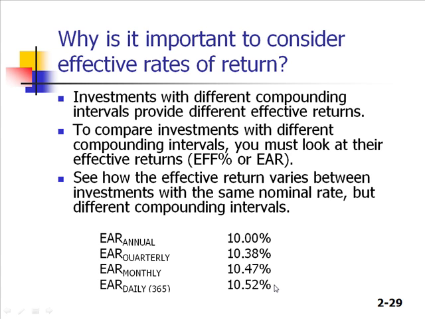Here it doesn't look like a tremendous difference, and it's true, it's not a tremendous difference in the effective annual rates, depending on the compounding frequency. But if we went up to 20 or 30% nominal rates, kind of like credit card companies charge, then it would make a bigger difference.